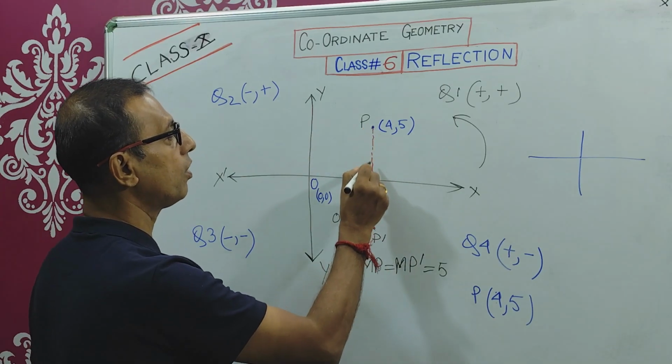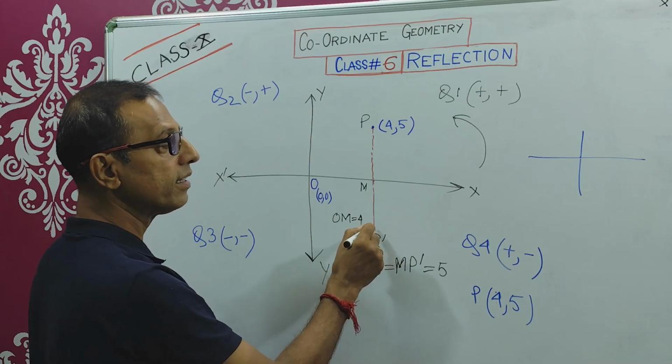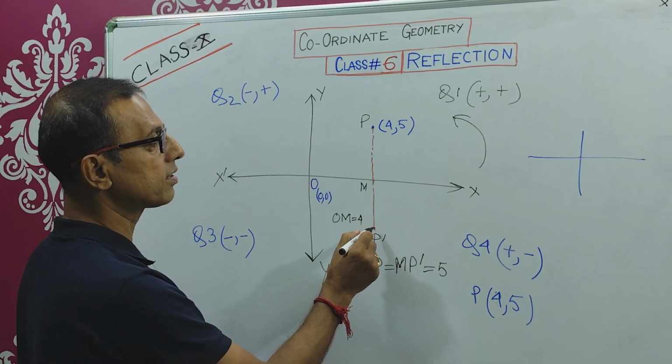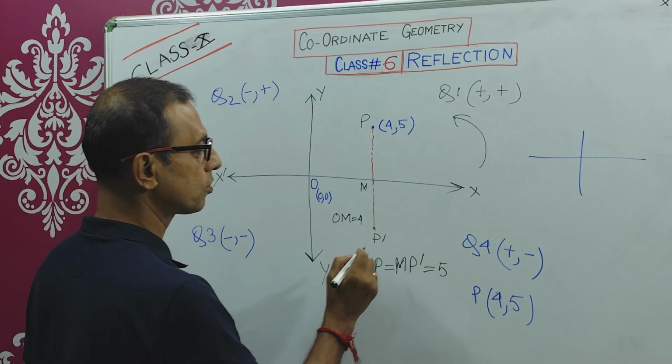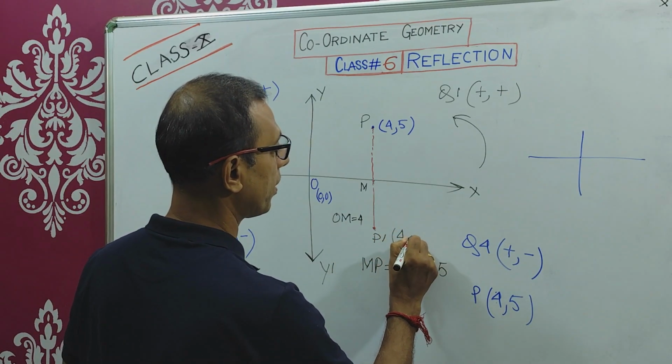So the x value will not change. Value means the numeric value will not change. And here, since it is in the fourth quadrant, the sign also will not change for x. So what will be the coordinate of P dot? It is 4 but minus 5.